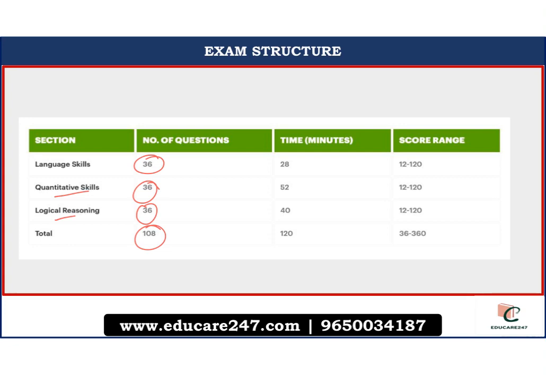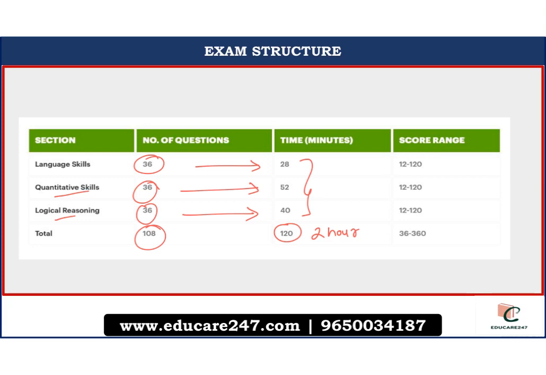Apart from that, the time allotted to solve language skills will be 28 minutes, quantitative skills will be 52 minutes, and logical reasoning will be 40 minutes. I think that is a fair enough time provided for each section, given that 36 questions will be there. In total, if you add all of them, it will be 120 minutes. That is a 2-hour exam.